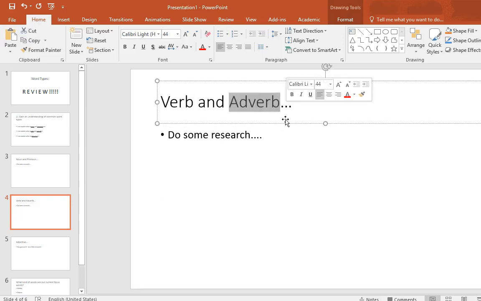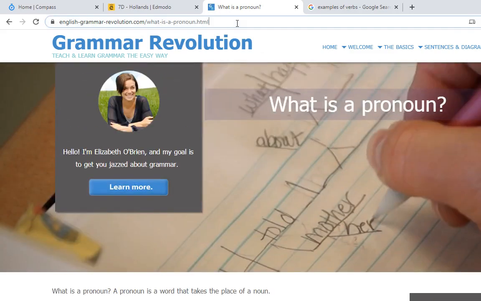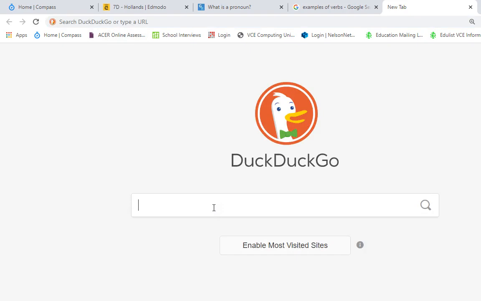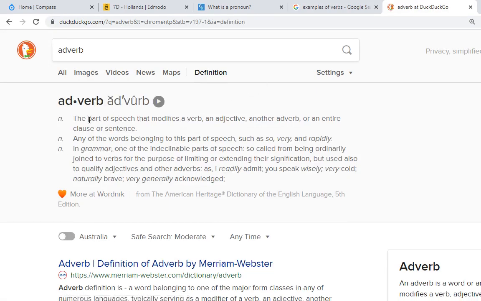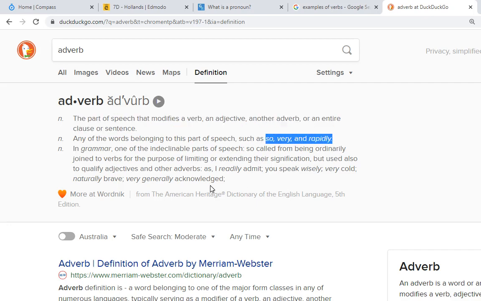Okay, and then we also need to define adverb. So I'm going to head back. We'll go back to our DuckDuckGo browser and we'll try adverb. The part of speech that modifies a verb, an adjective, another adverb, or an entire clause or sentence. Again, we've got some big words in there that are not really helping me out just yet. Any of the words belonging to this part of speech, such as so, very, and rapidly. Okay, so that's a little bit more helpful.